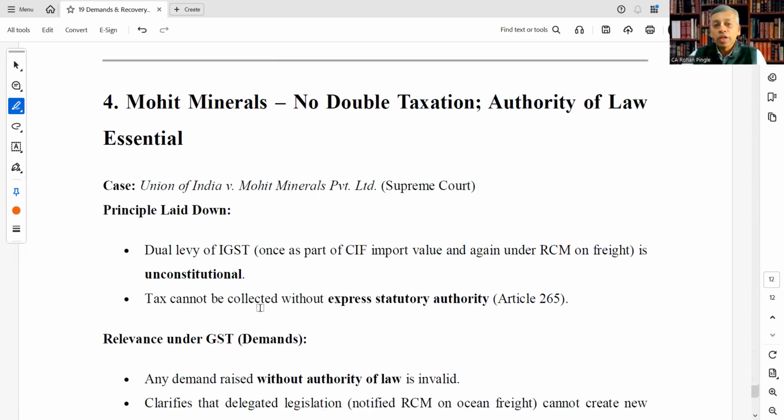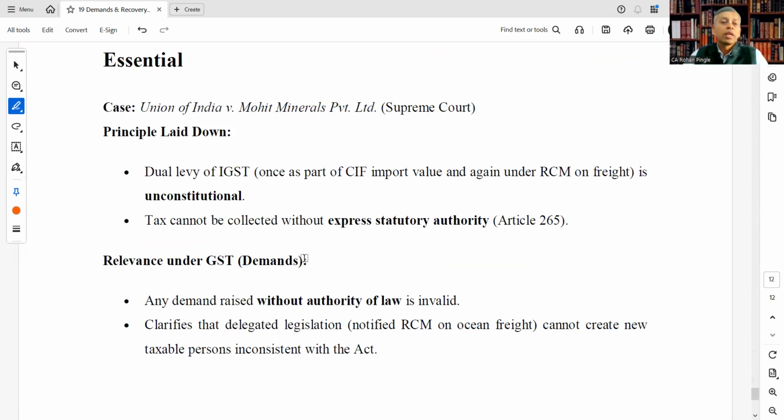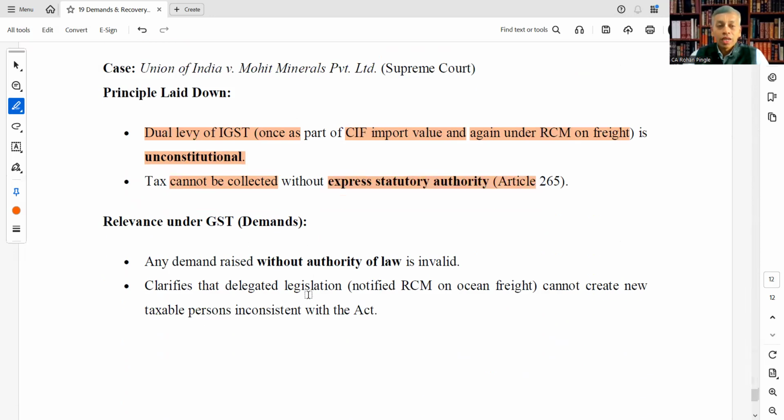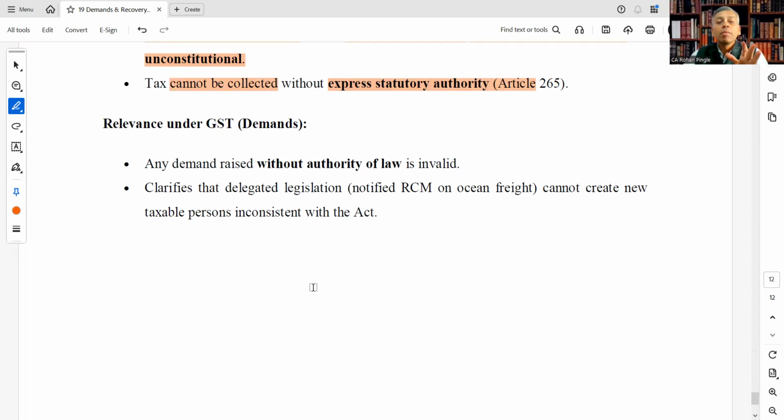Next, Union of India versus Mohit Minerals Private Limited, Supreme Court. The principle laid down in the case: dual levy of IGST, once as part of CIF import value and again under RCM on freight, is unconstitutional. Tax cannot be collected without express statutory authority, that is Article 265. So relevance under GST is that any demand raised without authority of law is invalid. It clarifies that delegated legislation notifying RCM on ocean freight cannot create new taxable persons inconsistent with the Act.